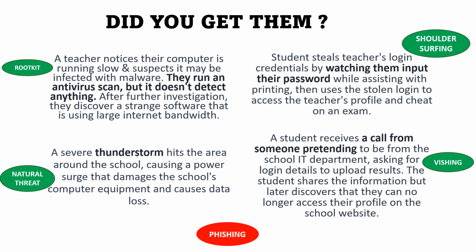A student receives a call from someone pretending to be from the school IT department, asking for their login details to upload results. The student shares the information but later discovers that they can no longer access their profile on the school website. This is an example of phishing. Remember, we said that phishing is a type of social engineering that happens on a call, where somebody calls pretending to be another person to get you to release confidential information. This is a typical example of what phishing can come as.